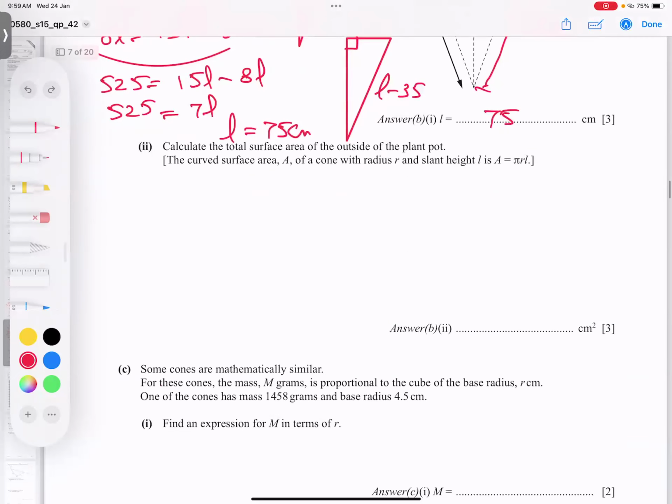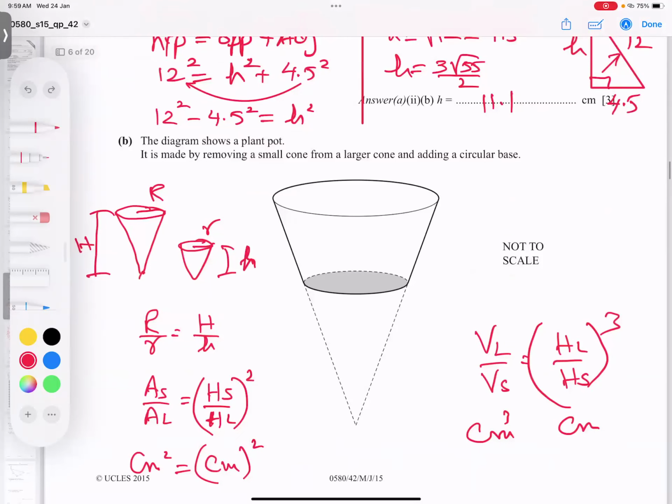So let's talk about the second last part of the question. Calculate total surface area of the outside of the plant pot. Very interesting part. This is a little bit tricky, a little bit hard. I believe you will listen to me, inshallah, it will become easy. This is a plant pot. Look, student, I'm going to show you.